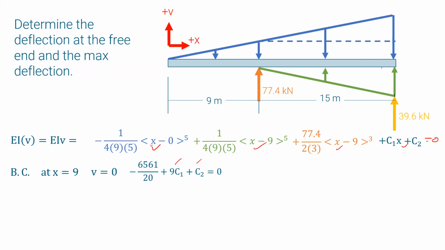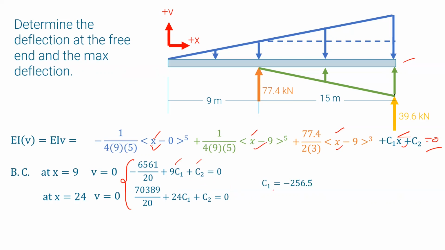Kukunin natin yon doon sa isa pang support. At x equals 24 naman, it's still v is equal to 0. So if you plug in 24 here, 24 here, 24 here, 24 here, and equate it to 0, you'll get this. So you can see here two equations, two unknowns. This is a system of equations. If you solve for C1 and C2 using your calculator function to solve the system of equations, you'll get C1 is negative 256.5 and this is C sub 2, 2636.55.